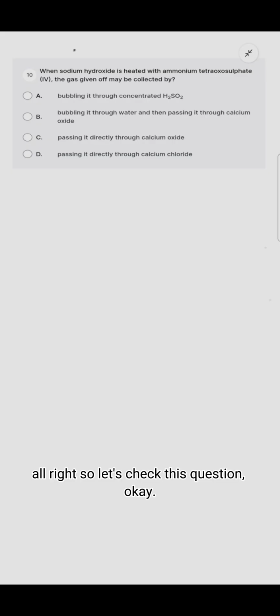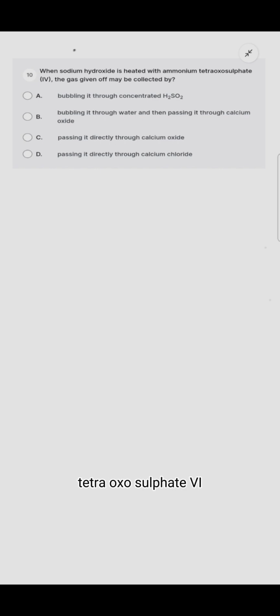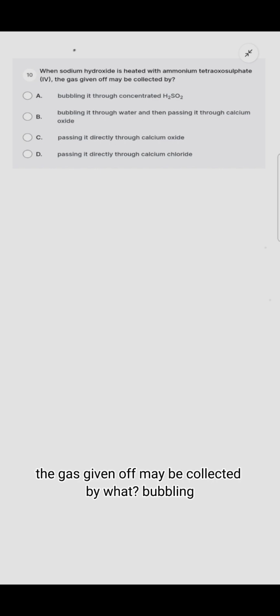Alright, so let's check this question out. Okay, so the question says, when sodium hydroxide is heated with ammonium tetraoxosulfate 6, the gas given off may be collected by what? Bubbling through concentrated H2SO4, bubbling through water and then passing it through calcium oxide, passing it directly through calcium oxide, passing it directly through calcium chloride.